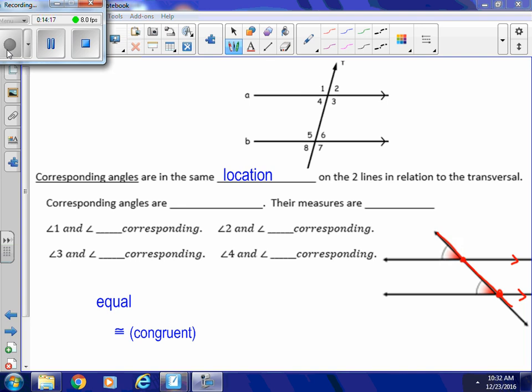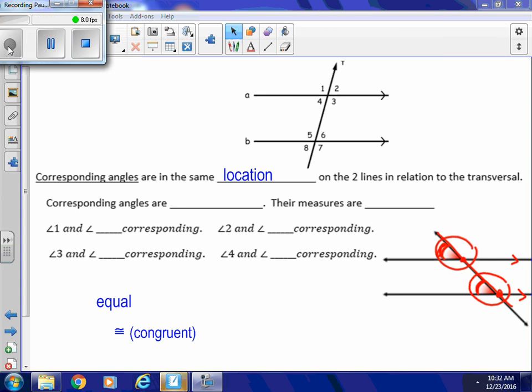Corresponding angles are in the same location at the 2 different intersections. For instance, this angle right here is in the upper left-hand side of this intersection. And this angle here is in the upper left-hand corner of the other intersection. They are in corresponding locations. Corresponding angles are also congruent, which again means that their measures are equal.